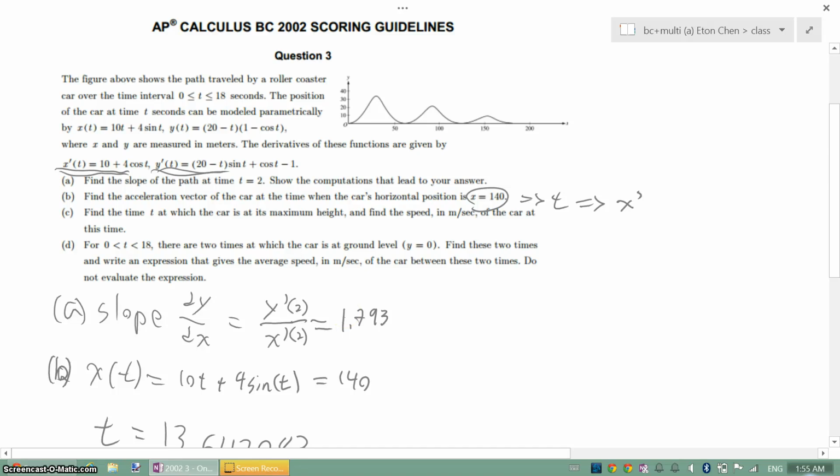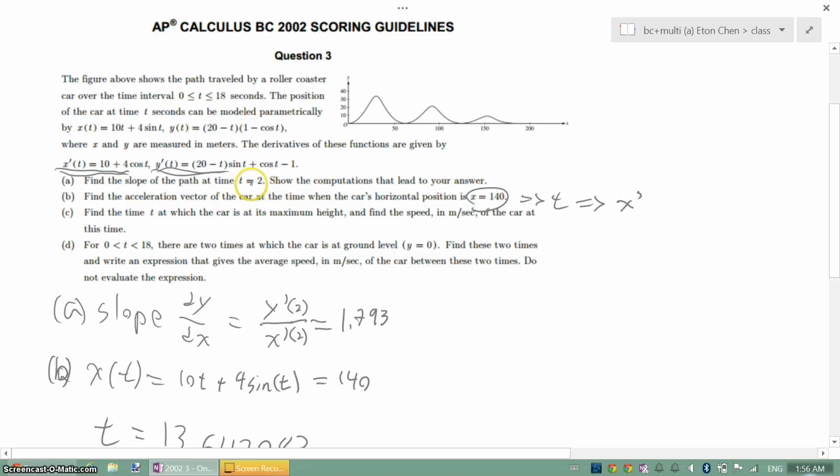I'm going to be doing 2002 AP Calculus BC question 3. This graph is the path of a roller coaster, and the x position and y position are given. The x velocity and y velocity are also given, and for part A we're asked for the slope at time equals 2.